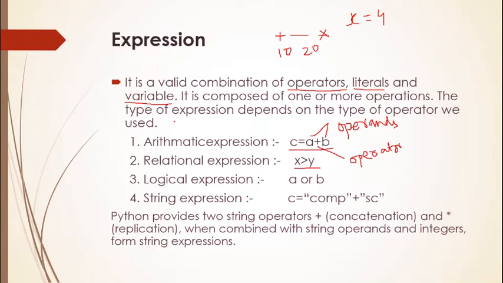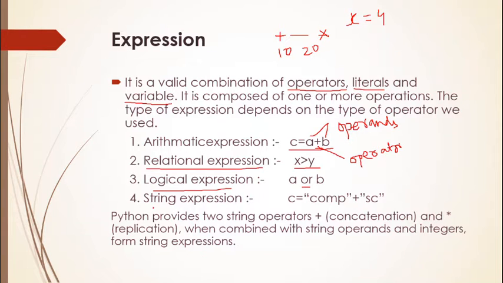The type of expression depends on the type of operator we use. Whatever operator we use in the expression, that expression becomes that type. For example, here we have used the plus symbol. This is an arithmetic operator, so the expression becomes an arithmetic expression. Here the greater than symbol is used. This is a relational operator, so this expression becomes a relational expression. Here the OR operator we have used. This is a logical operator, so it becomes a logical expression, and so on.